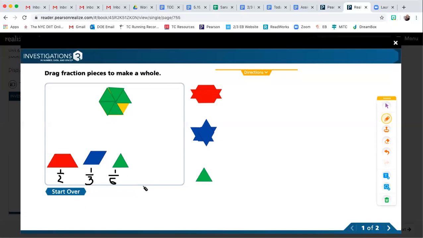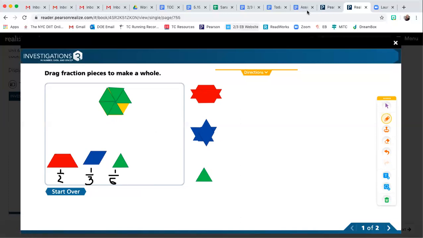So we know that if we think of these as parts of cookies, we can say that the red piece, like I said, was 1/2. It represents 1 out of 2 equal pieces of a hexagon cookie. A blue piece is 1 out of 3 equal pieces of a hexagon cookie, so that's 1/3. And then the green piece is 1 out of 6 equal pieces, which is 1/6.